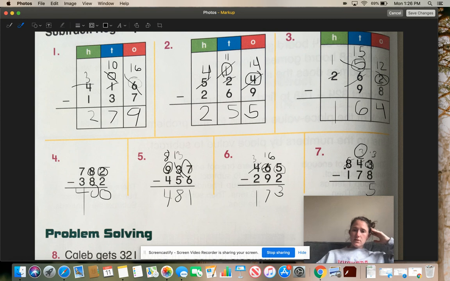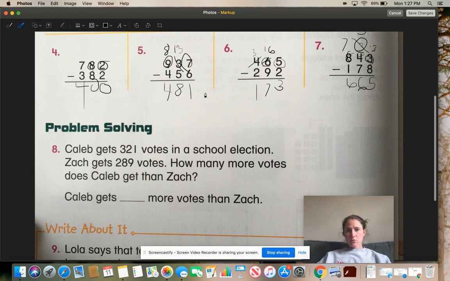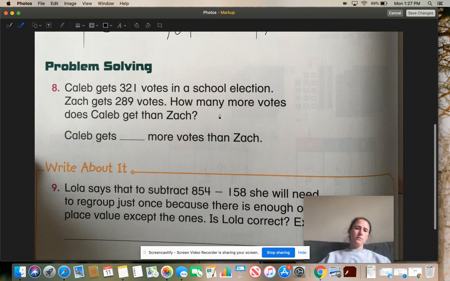My 8 becomes a 7. My 3 becomes a 13. And my 13 minus 7 is 6. And 7 minus 1 is 6. So we just really need to pay attention and ask ourselves, do we need to regroup? Remember, if there's more on the floor, then you need to go next door and get 10 more. So if there's more on the bottom, you need to go next door. If there's not more on the bottom, then you don't.